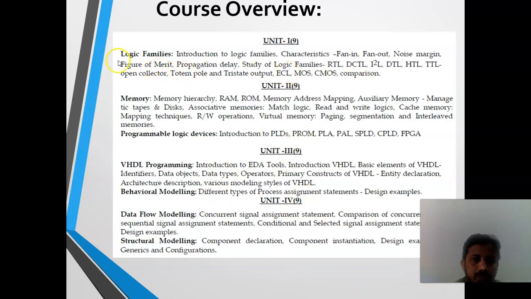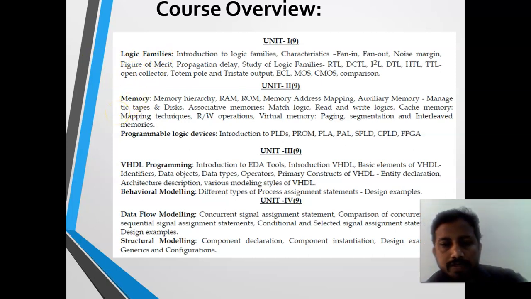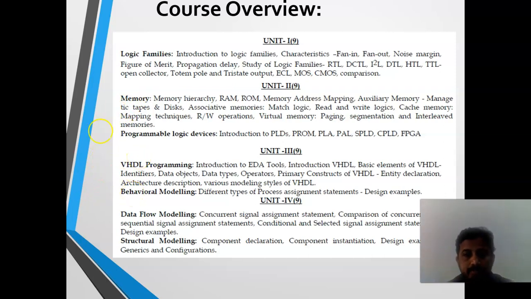Let's start. The coursework is framed this way. This is the overview of the course. In the first unit, you will have logic families. So from day one, you will be learning about logic families. Next, after the logic families, you will be learning about the memory devices, programming logic devices, what is meant by RAM and ROM, how a cache memory is put together, how the memories are organized, and segmentation of memory. We study these in the second unit.